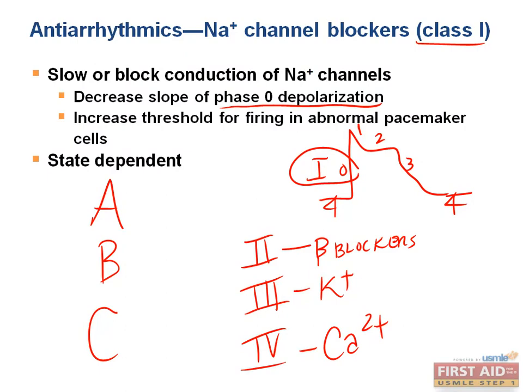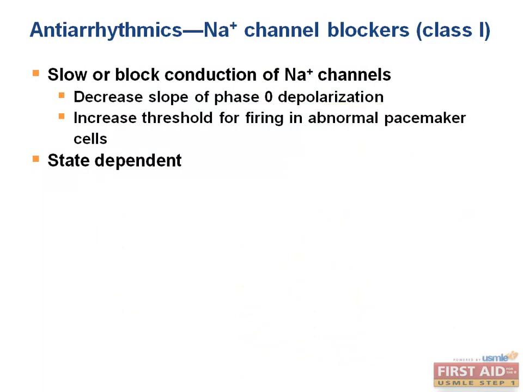One thing you unfortunately have to memorize are the names of the drugs and which class they belong to. I wish there was a way to make memorization not something, but it's a big deal for Step 1. That's just how it is. So let's go ahead and talk about the Class 1 antiarrhythmics. The 3 subgroups are A, B, and C.